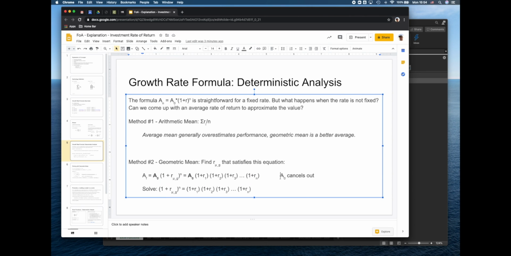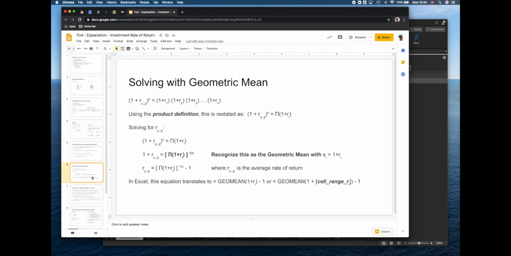The first thing you might notice is that the a zeros on each side cancel each other out. They go away. So we're left with this equation right here. So we have 1 plus r to the nth power equal to all these other 1 plus r1s, r2s, r3s. So we're going to look at this and solve it using the geometric mean.